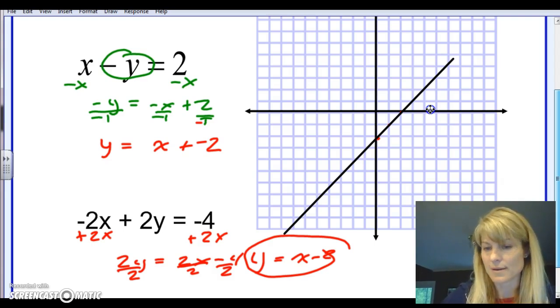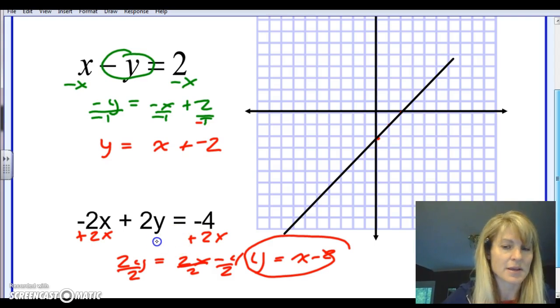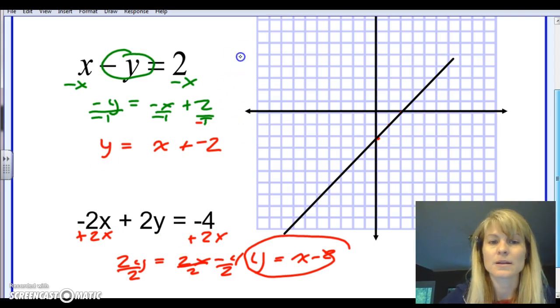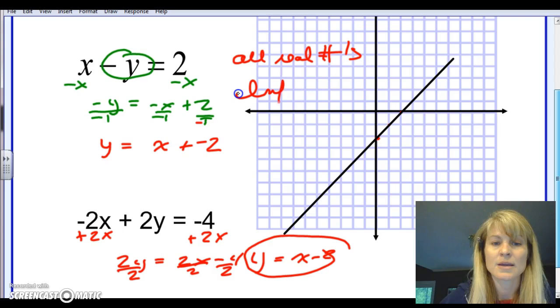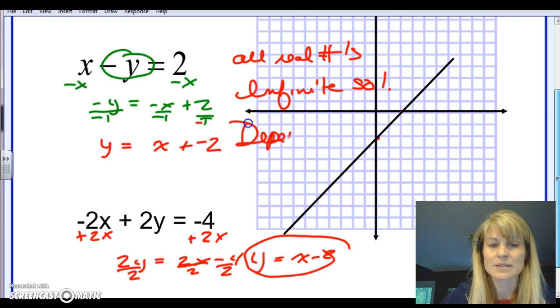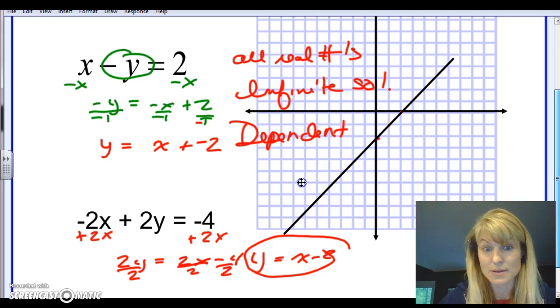So what do you think the solutions are going to be? How many points do they share if it's the same line? You got it. It's all real numbers, or you could say infinite solutions. And this is called a dependent system. One depends on the other because they're the same.